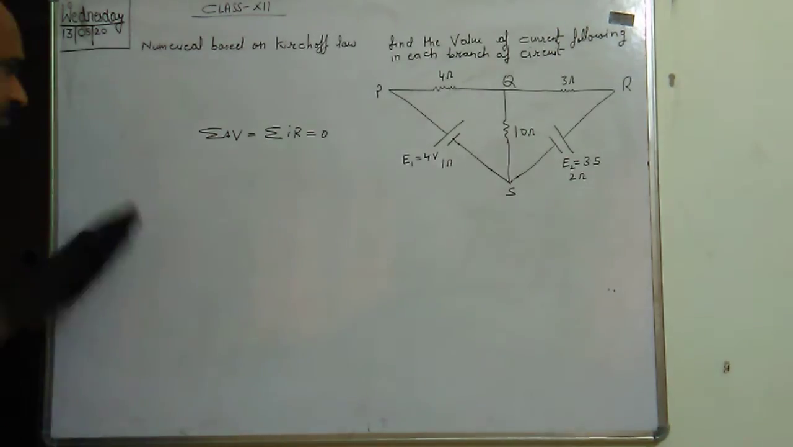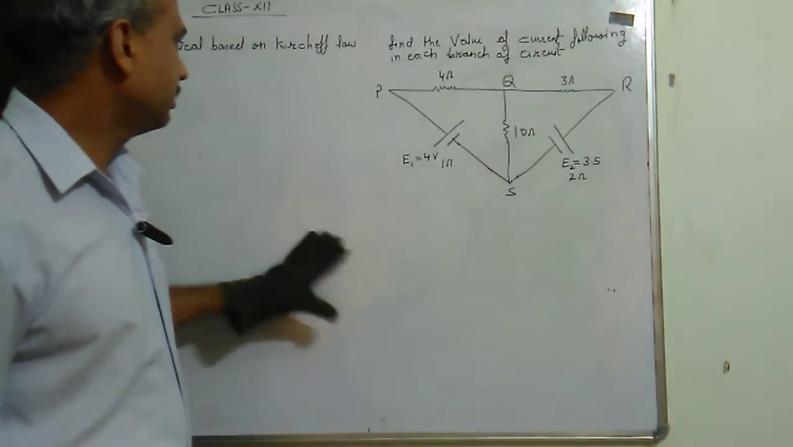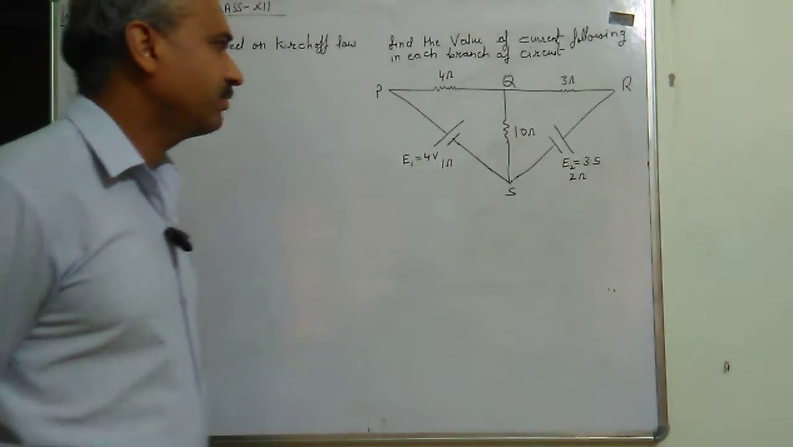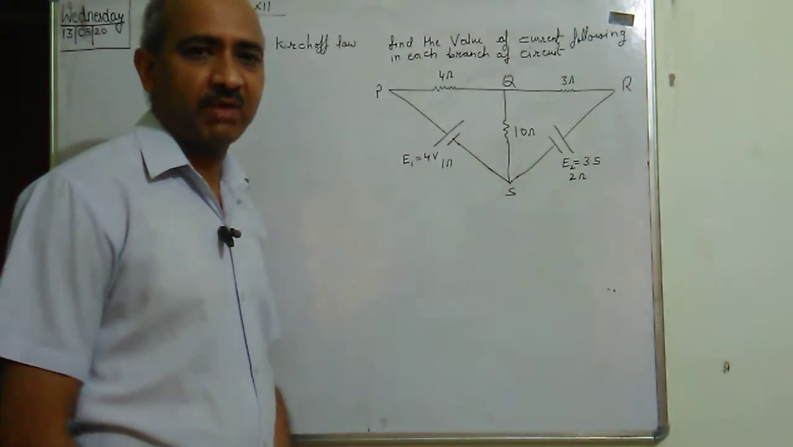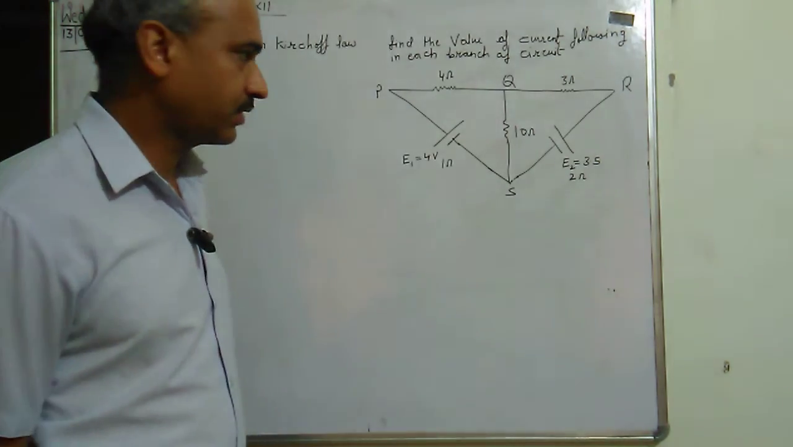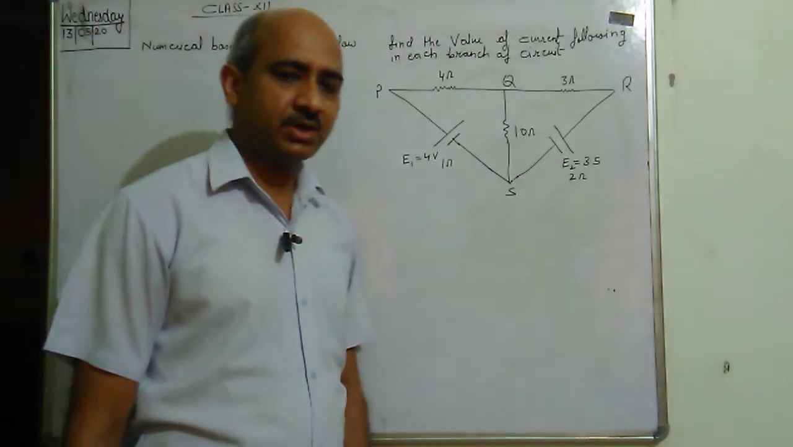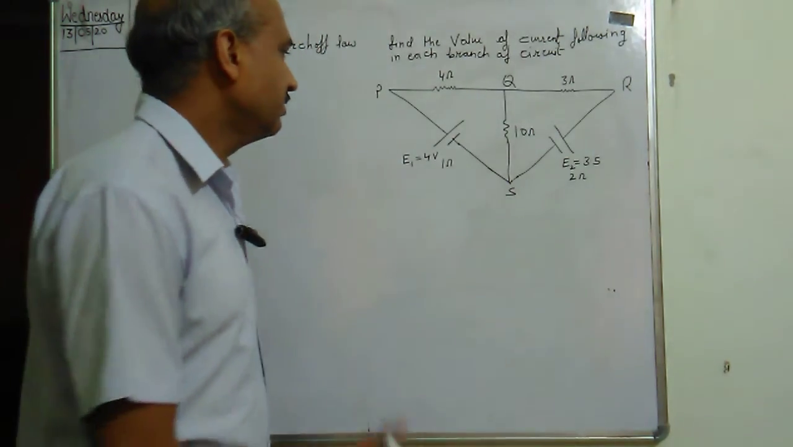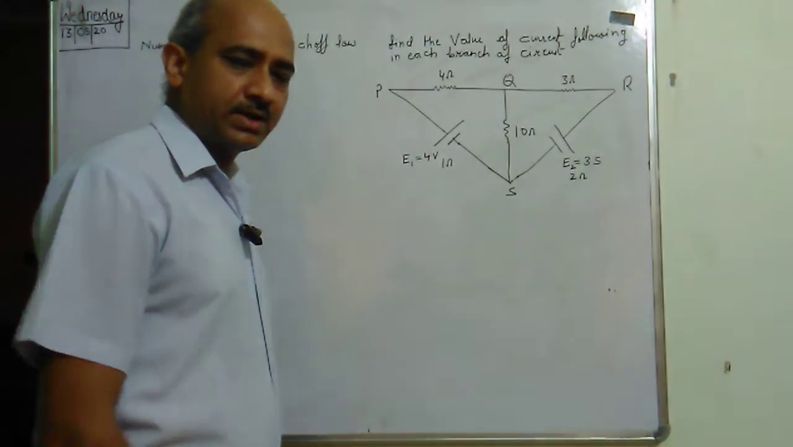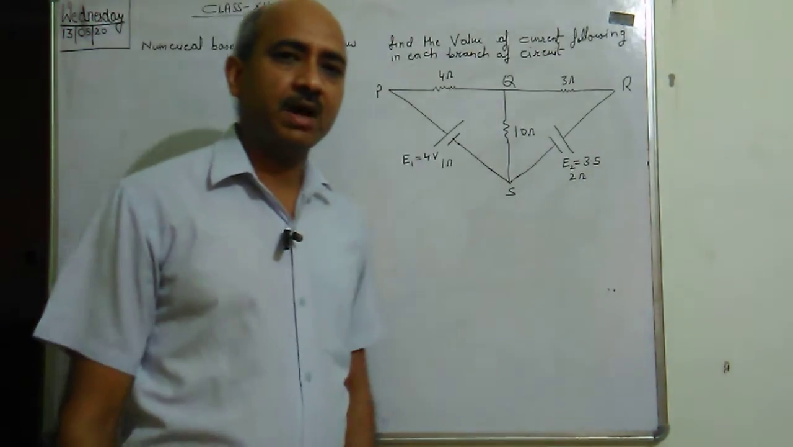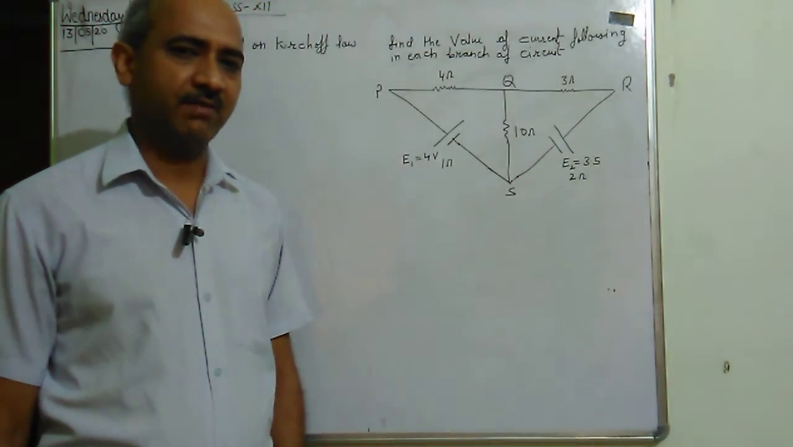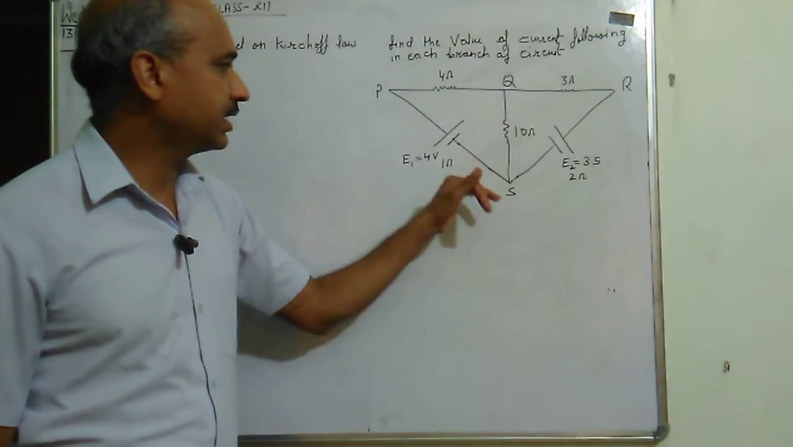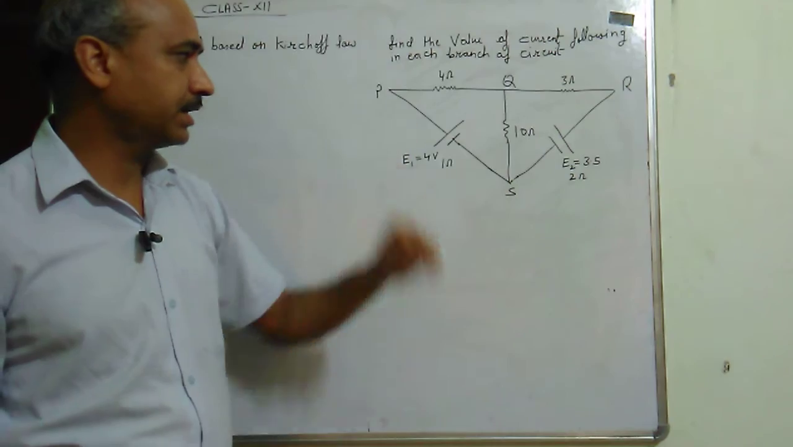Now, one thing more. When we apply the second law, what do we have to remember? We have to remember the direction of the current. If we are moving in the direction of current, in that case the resistance should be taken as negative. अगर current की direction में बेटा move कर रहे हो तो in that case we have to take the resistance negative, and when we are moving opposite to the direction of current, we have to take the resistance positive.